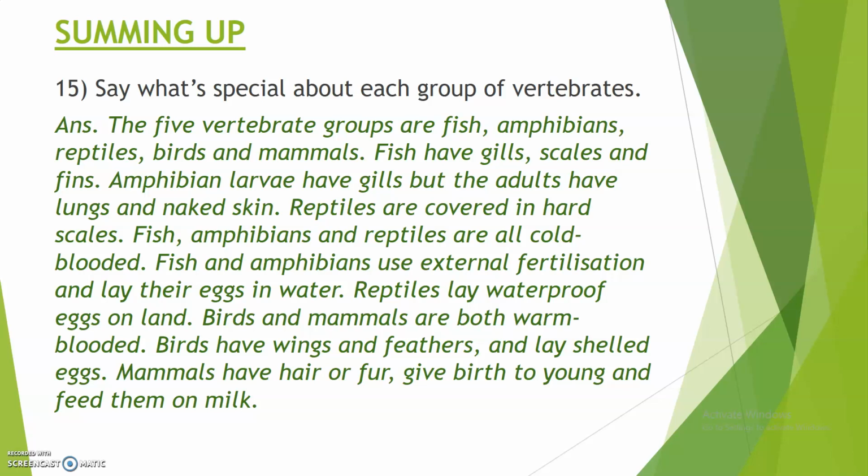Birds and mammals are both warm-blooded because they can regulate their body temperature. Birds have wings and feathers. We know birds have the ability to fly. So they have wings, and lay shelled eggs. So what is the peculiarity of their eggs? Their eggs are shelled. Okay. Mammals have hair or fur, give birth to young ones and feed them on milk. So these are some of the important features. We have already discussed this. This is just a summary for you.